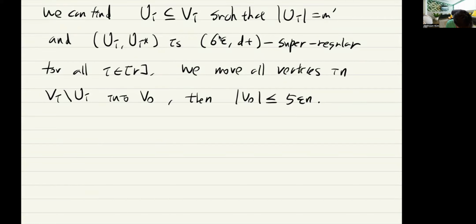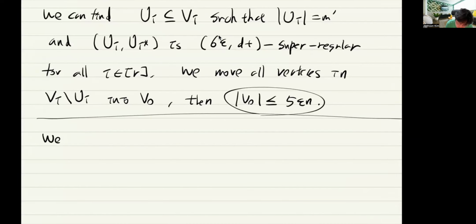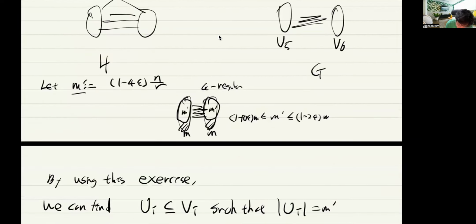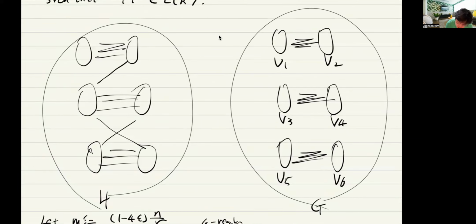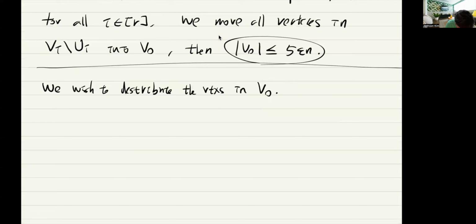Okay, so now what do we do? These are some problematic vertices. In order to embed H into G, we have to use all the vertices in G because they have the same number of vertices. So if there are some vertices in V0, that's problematic. So we want to distribute them into the correct place. So we wish to distribute the vertices in V0. How do we do it?